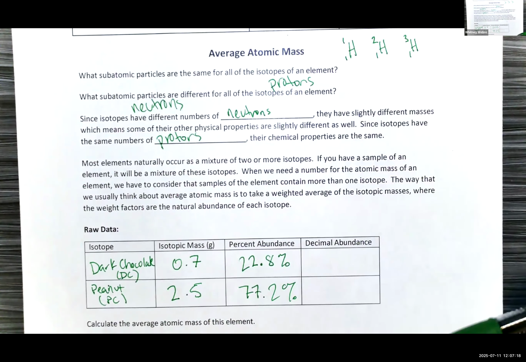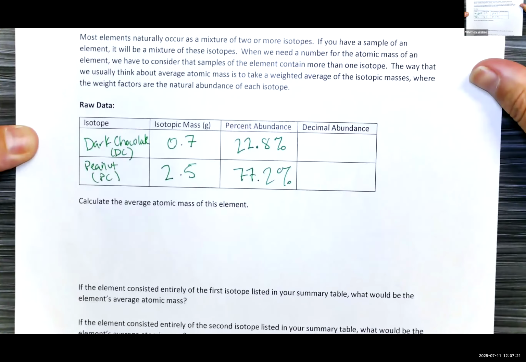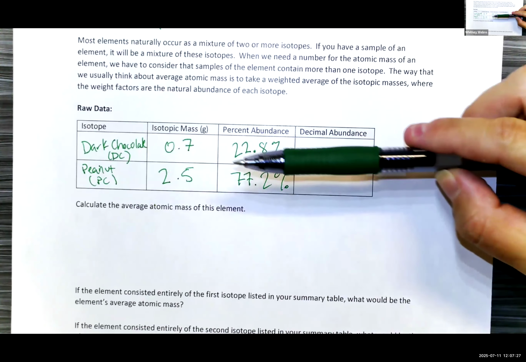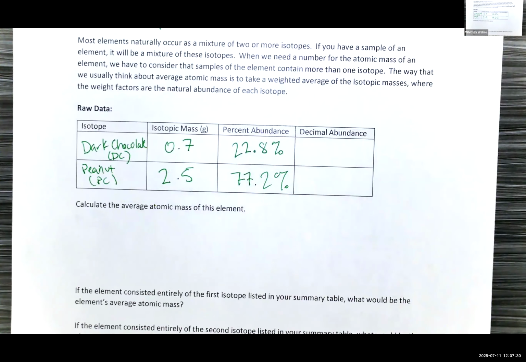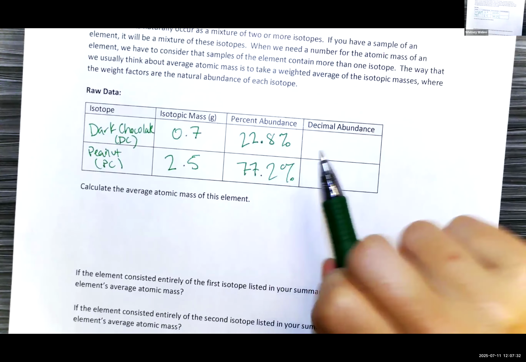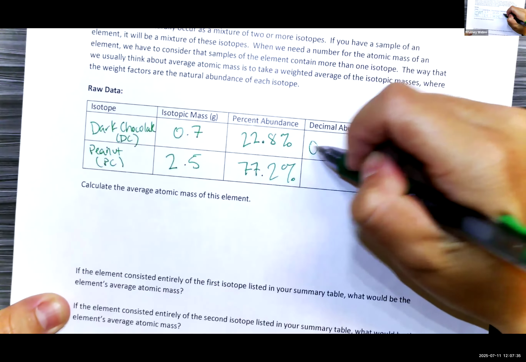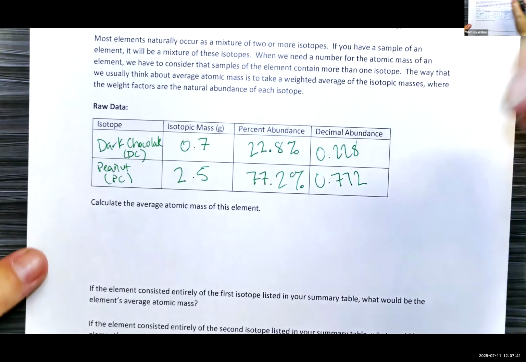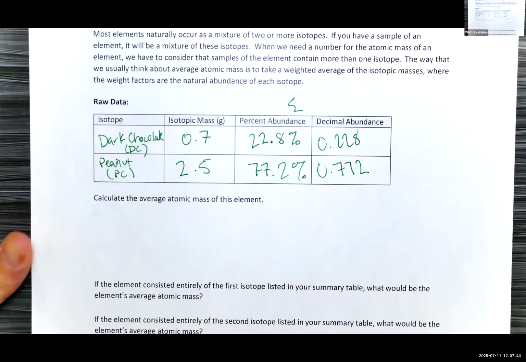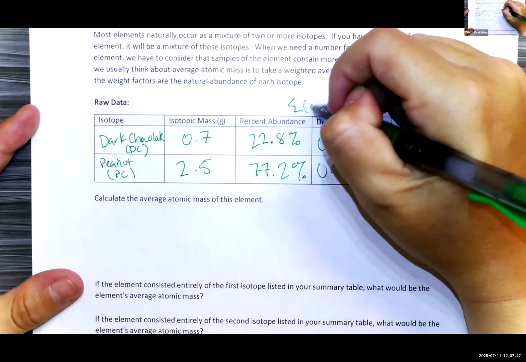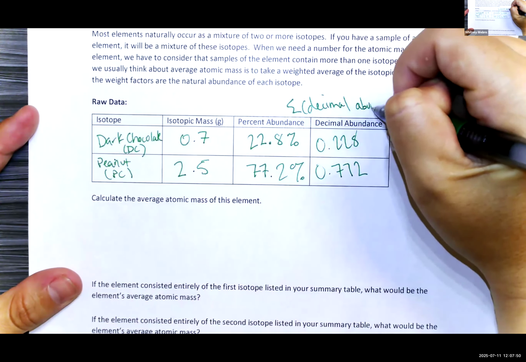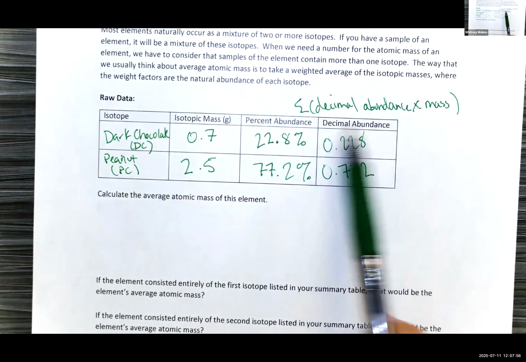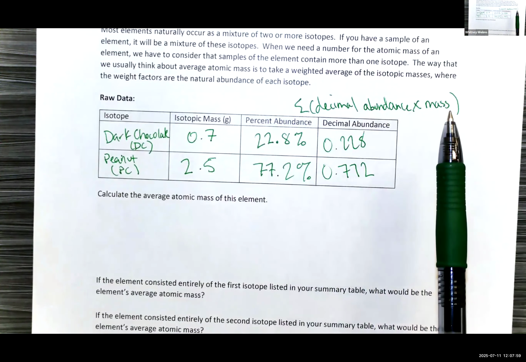Let's move on to just finishing this raw data section. If I want to get out of a percentage, just make sure you divide by 100. So you can either move the decimal place over twice, or you just type it in your calculator, divided by 100. So if I do ask for decimal abundance, and I move that decimal place, this would be 0.228 and 0.772. So remember the equation is for an isotope. If I have two isotopes, it'll be the sum of both. This is just a rough equation, but it's decimal abundance times the isotope mass.